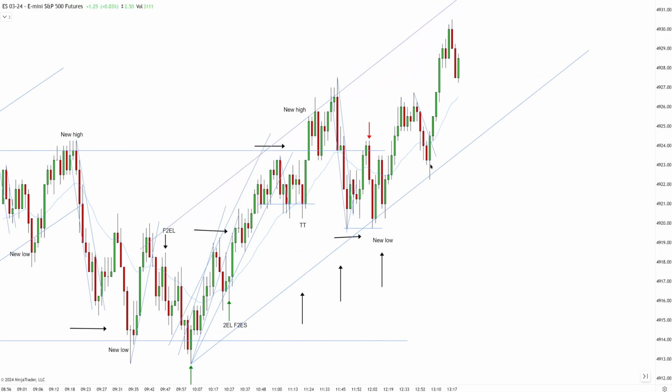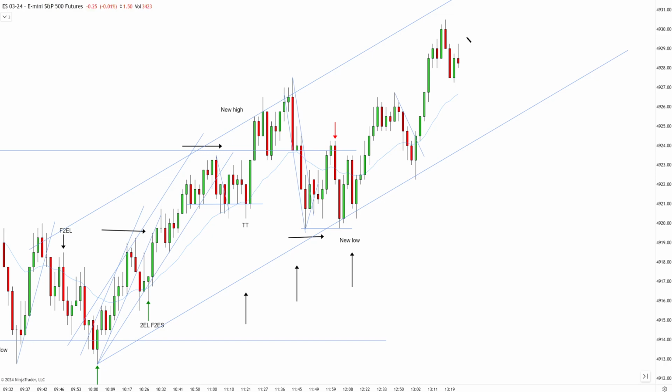Bullish imbalance, breakout, pullback. Uptrend is confirmed. Multiple confirmations at the bottom, multiple confirmations at the top. So right now my job is easy. I'm going to be looking for reasons to go long, second entry longs at the EMA.